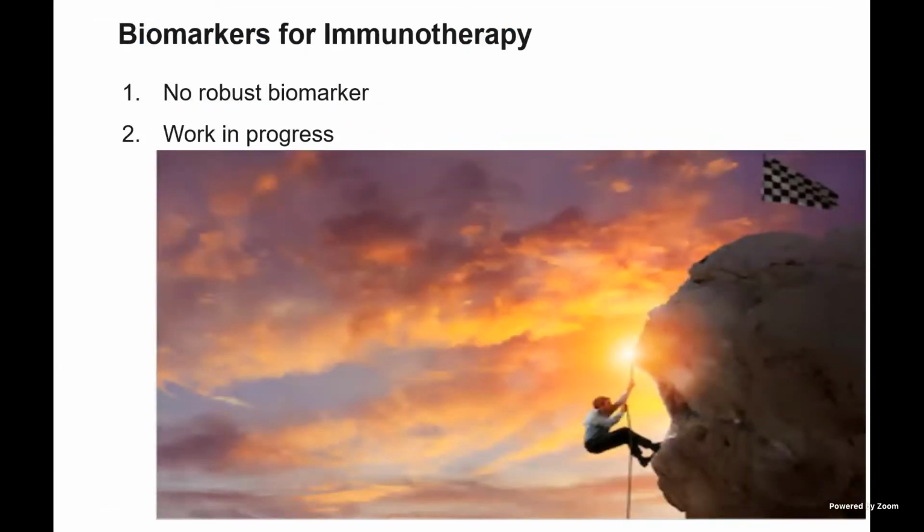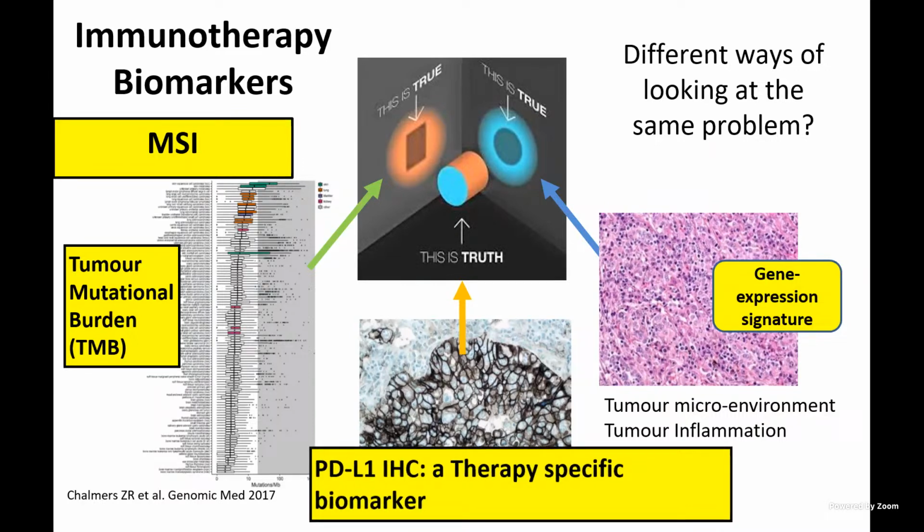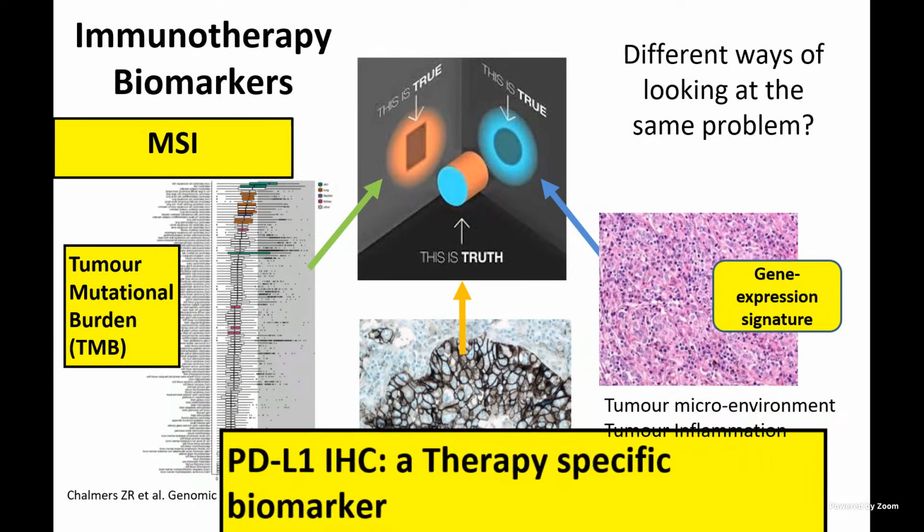Coming lastly to the biomarkers for immunotherapy, as of now, there is no robust biomarker, but work is still in progress. And these are the various biomarkers at our disposal. Out of all these biomarkers like MSI, TMB, gene expression signature, and PDL1, it is PDL1 IC that has emerged with a good passable utility, which is a therapy-specific biomarker.